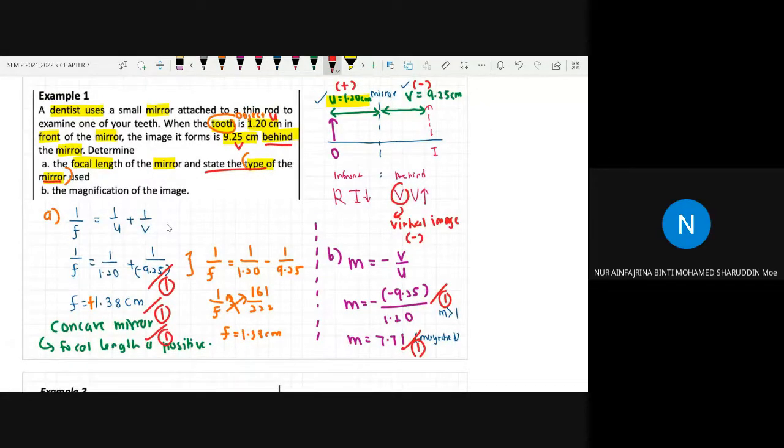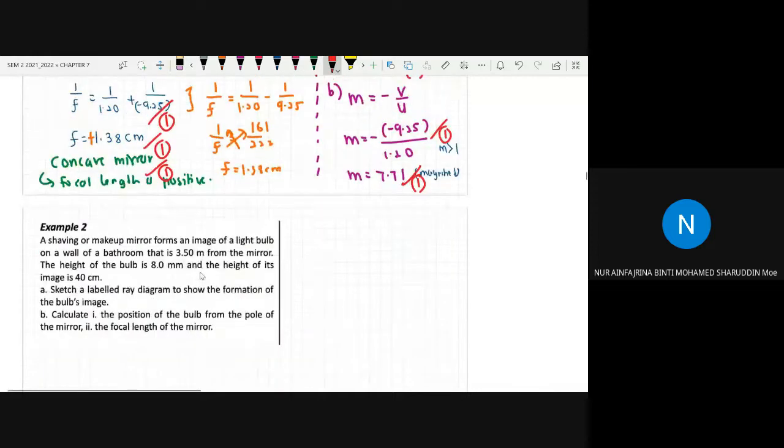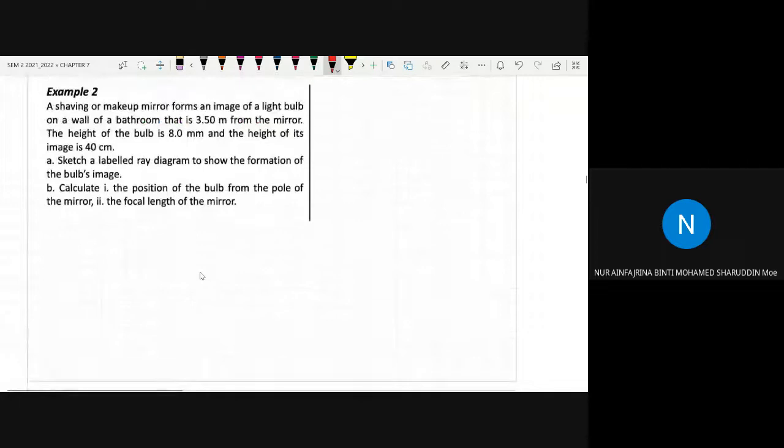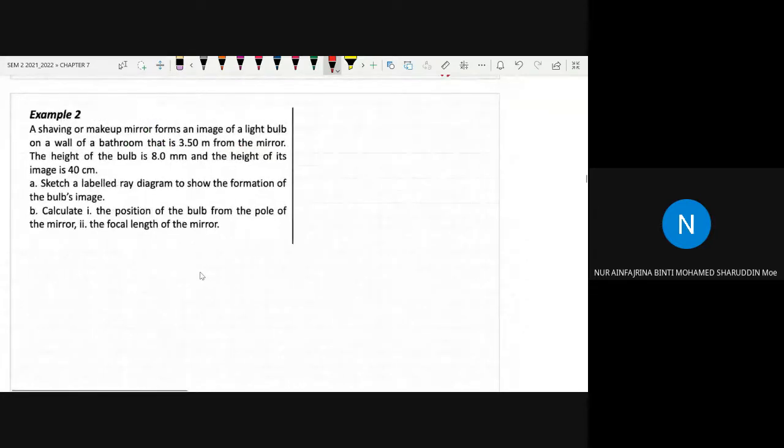Okay, now let's proceed to example 2. Miss will give you some time to try. For this question I will help you a bit. This question is a bit tricky because it does not tell you what mirror it is. But you must use your prior knowledge from SPM, or we can use another method. Watch how Miss does it; Miss will teach you how to tackle this kind of question.